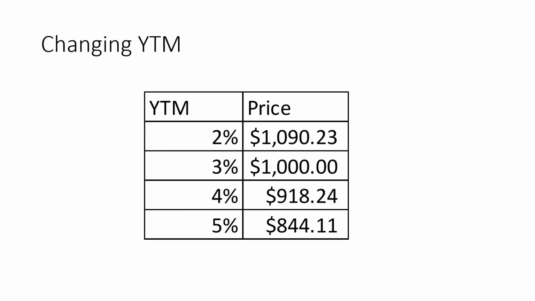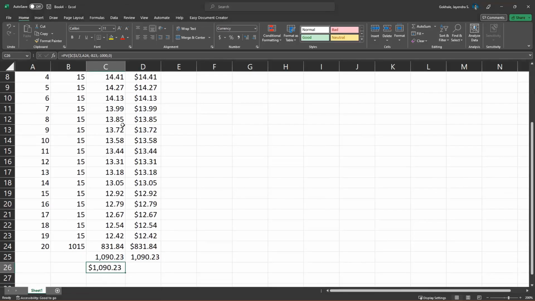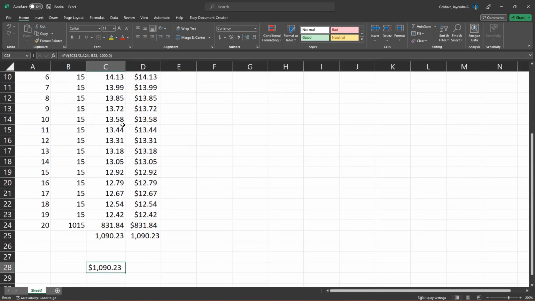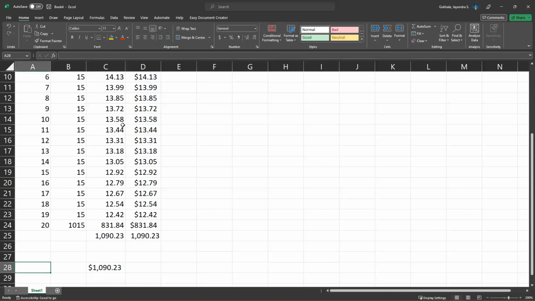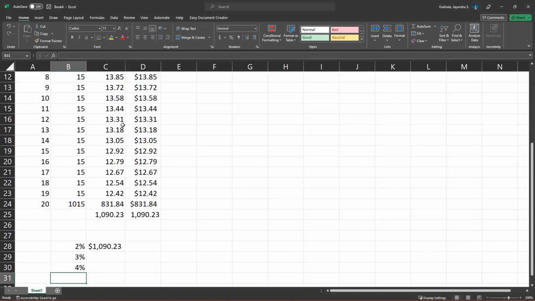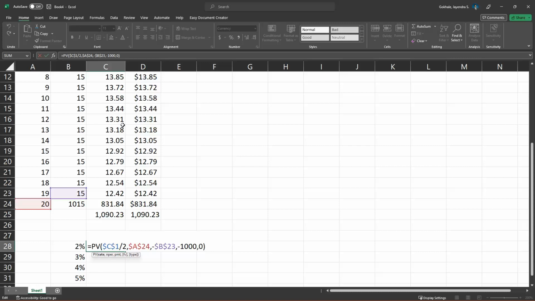So what happens if the yield to maturity changes from 2% to 3%, 4%, etc.? What we're going to do now is just keep using the present value function. I'm just going to copy this and make sure that everything else is fixed except the rate. And I'm going to change the cell which was referencing the rate. Instead of here, we'll now make it 2%, 3%, 4%, and 5%, and then change it from C1 to B28, not dollar anymore, B28.